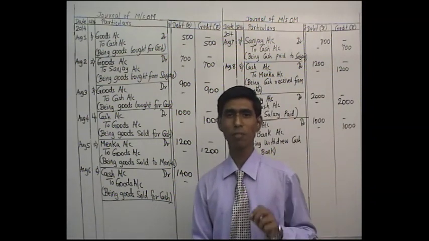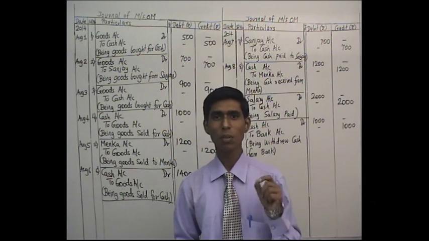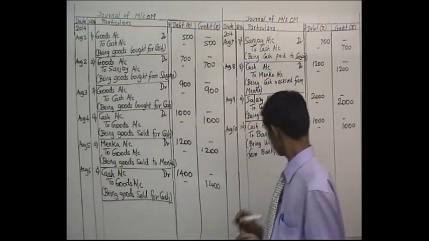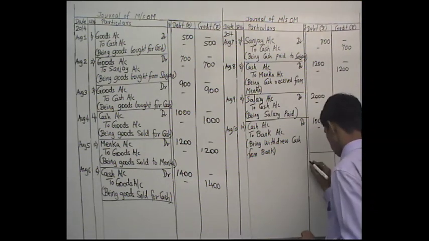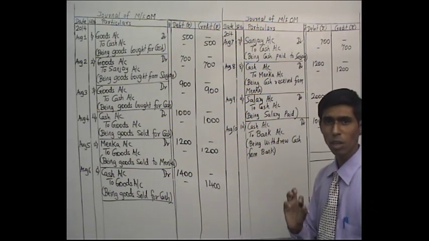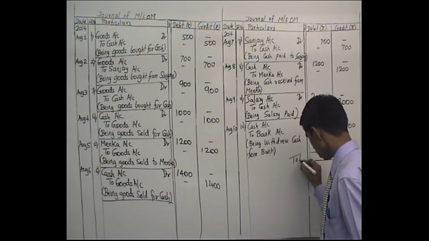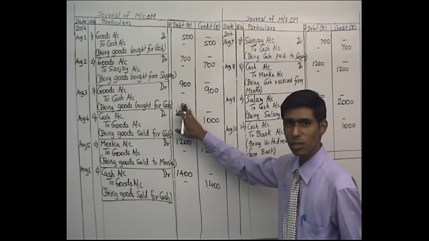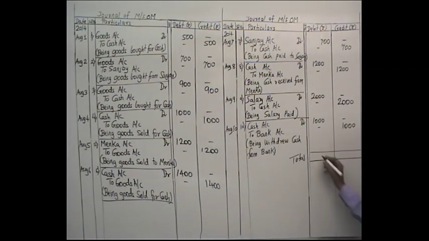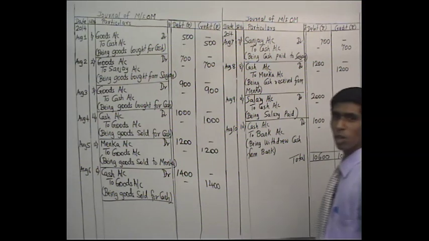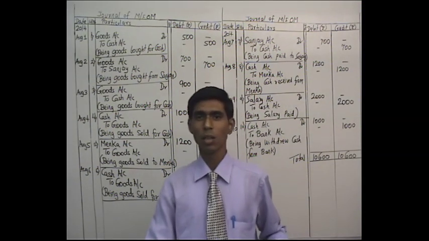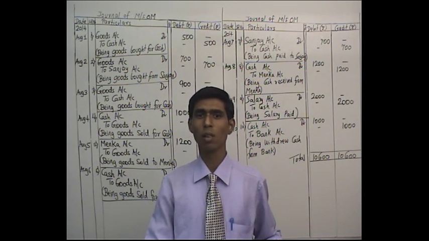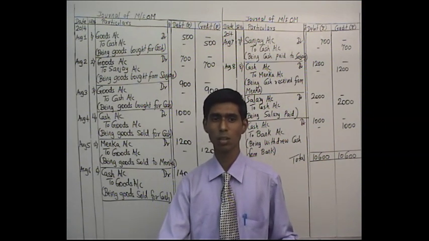Now we have completed the sum. After passing the journal entries, you have to take the total. Another word for total is casting. Debit and credit both are going to be same. You have to take the total of debit and credit, which comes to 10,600. This is how you have to solve sums related to journal entries.